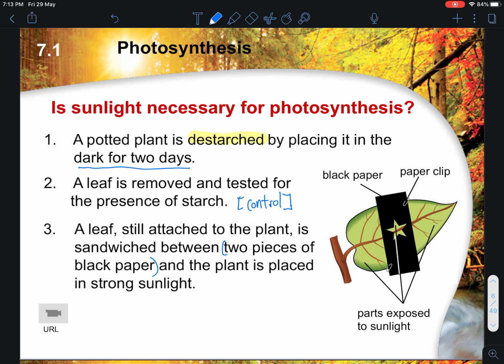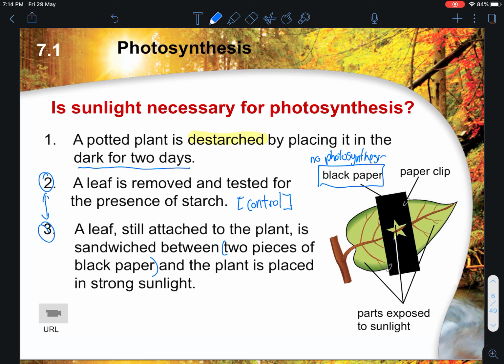So we are talking about number 2 and number 3 as two separate things. Number 2 and number 3 are two separate leaves. So the other leaf is being covered by this black paper. Why black? Because black is one of the better few colors that can prevent light energy from penetrating it, and therefore the areas that are covered black shouldn't undergo photosynthesis.